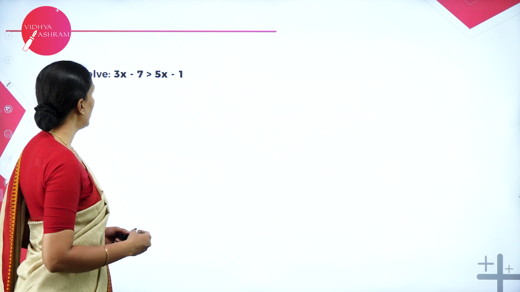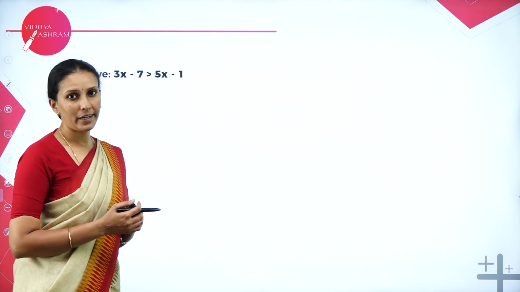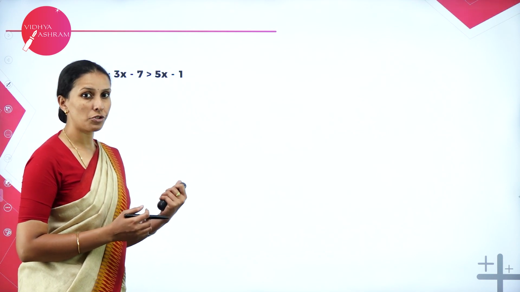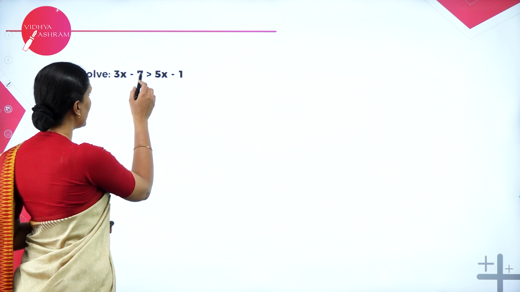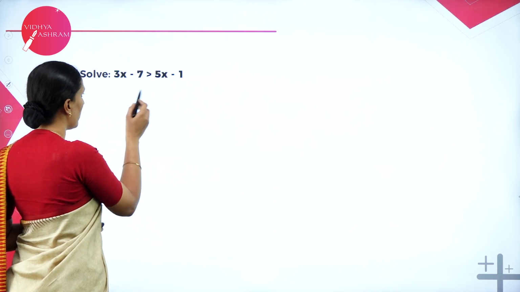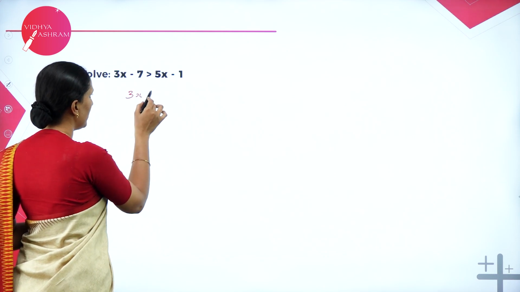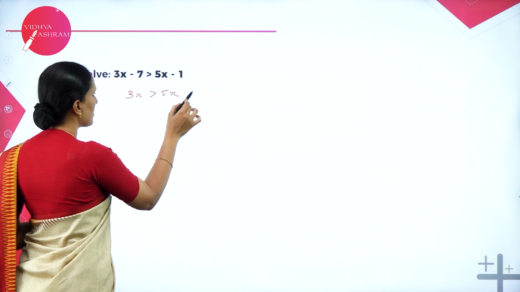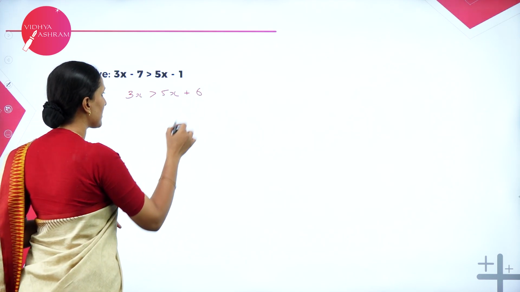Next, solve 3x minus 7 greater than 5x minus 1. When no conditions are given, we have to find the solution set always in the form of real numbers. So now we have 3x minus 7 greater than 5x minus 1. So I'll add 7 on both sides to remove 7 on the left hand side. Then I'll get 5x minus 6. Minus 1 plus 7 is plus 6.